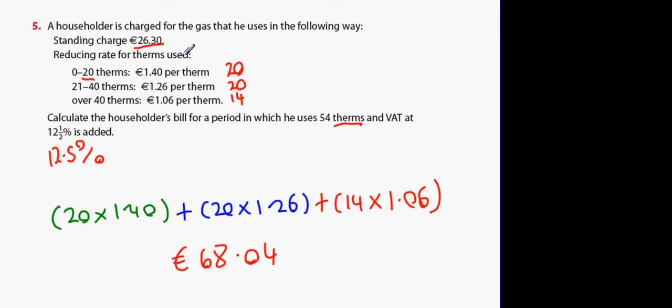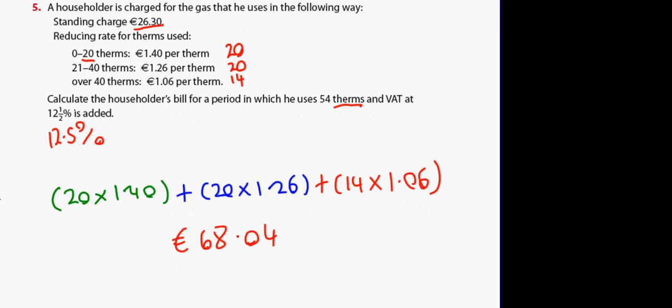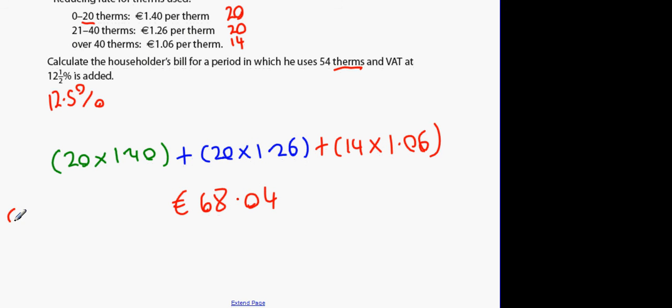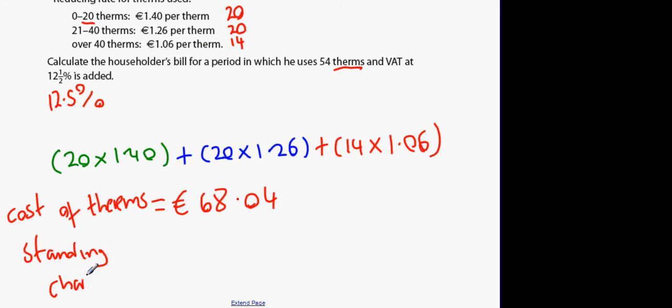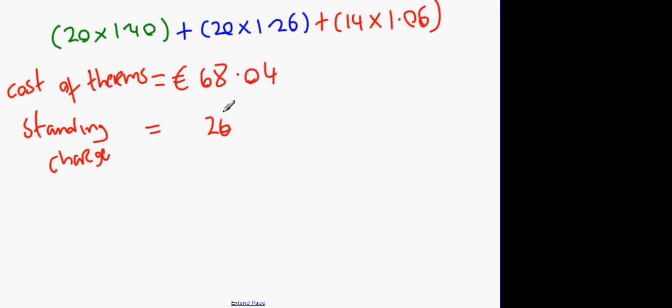Now, the standing charge hasn't been added. Do we do the VAT before or after the standing charge? In the example, we do the standing charge before the VAT. So the standing charge gets added on. What's the standing charge? €26.30. Add them on. What do we get now? We get €94.34.